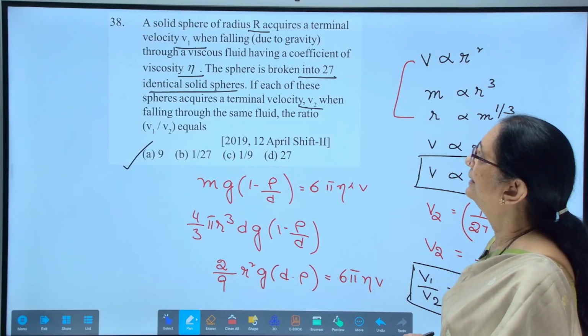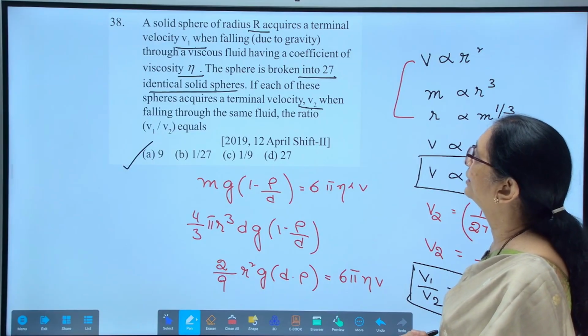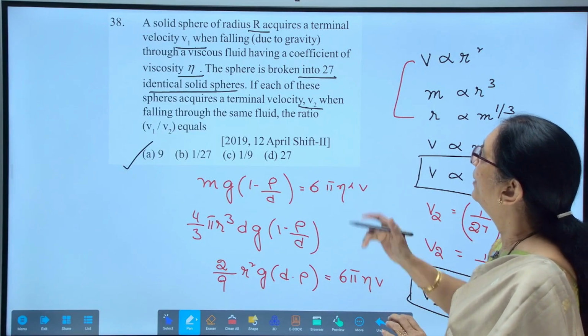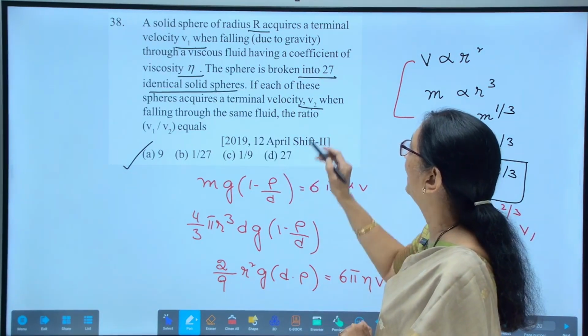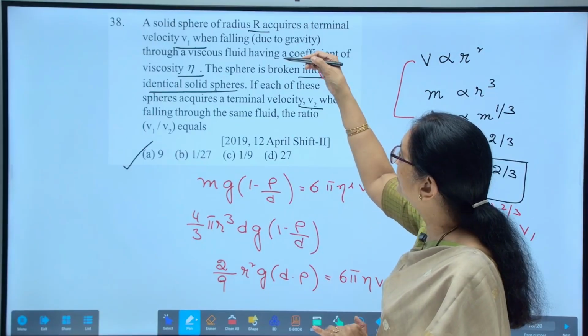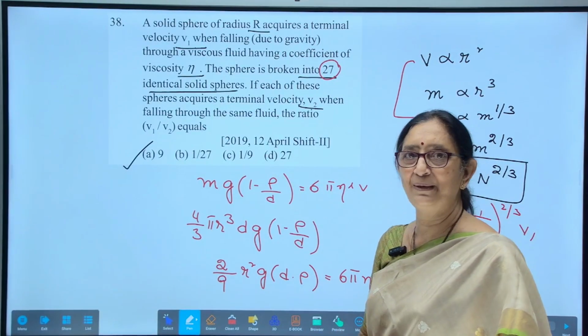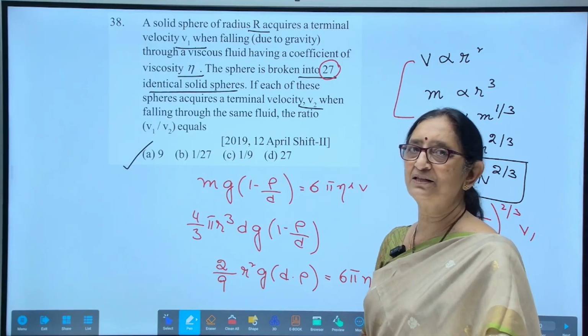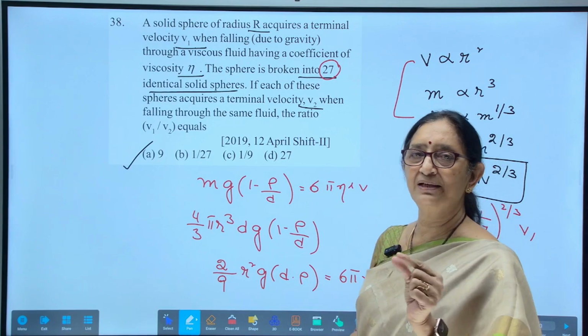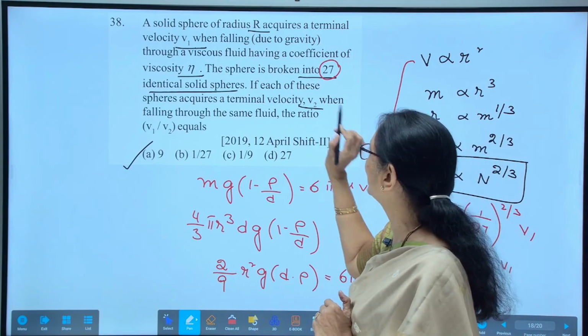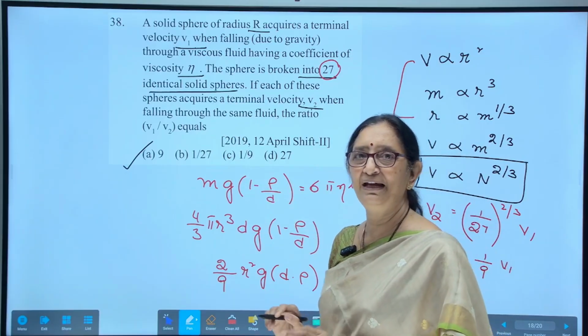Now, the 30th. A solid sphere of radius r attains terminal velocity V1 when falling through a viscous fluid of coefficient of viscosity eta. It is broken into 27 droplets, and all the droplets are falling through the same liquid. The terminal velocity of each droplet is given as V2. What is V1 by V2?